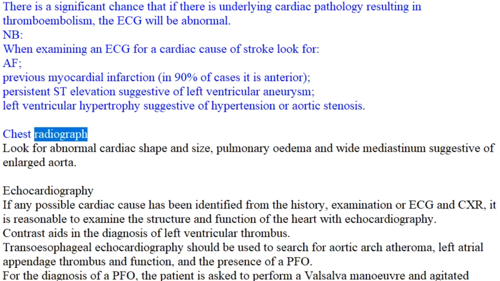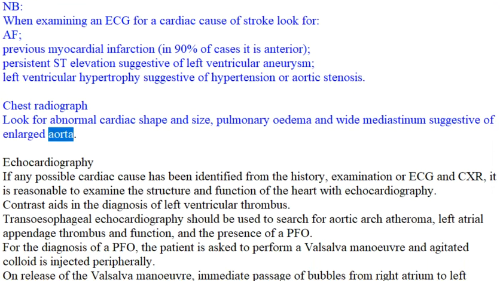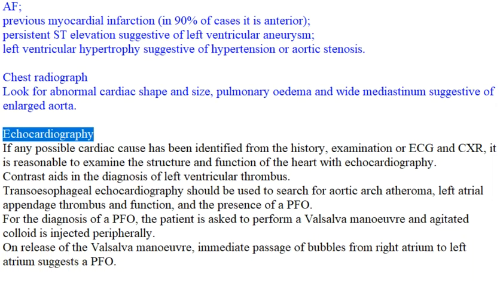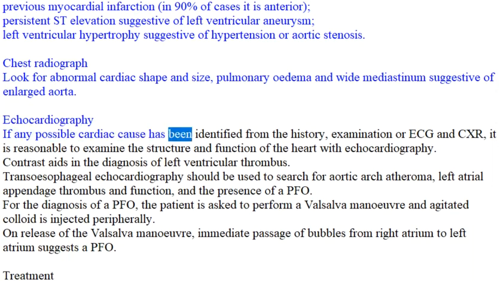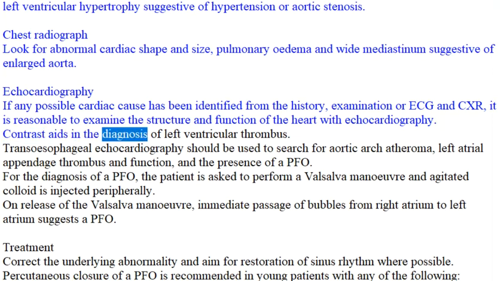Chest radiograph. Look for abnormal cardiac shape and size, pulmonary edema, and wide mediastinum suggestive of enlarged aorta. Echocardiography. If any possible cardiac cause has been identified from the history, examination, or ECG and CXR, it is reasonable to examine the structure and function of the heart with echocardiography. Contrast aids in the diagnosis of left ventricular thrombus.